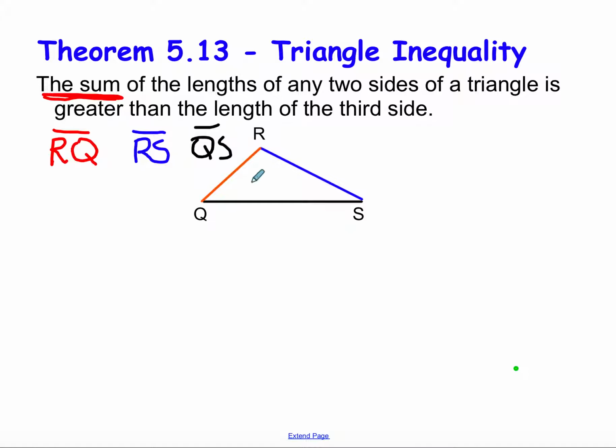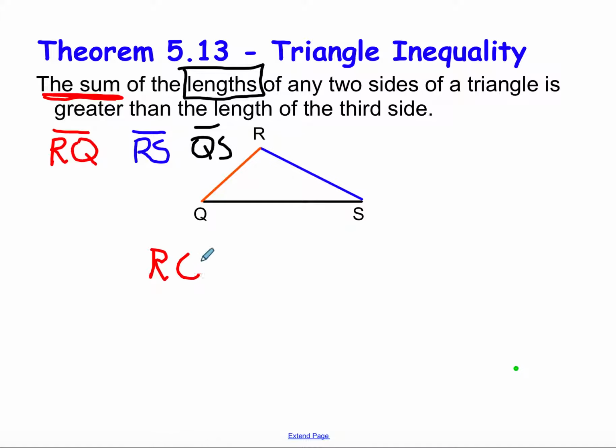Okay, and when I write these down, we're going to be talking about lengths. So we write lengths without the segment bar. This means the length of RQ. This means the segment RQ. Okay, right there, that means segment. That means length. So when we're talking about lengths, we're just going to write it this way. So what this theorem is saying is that in order for a triangle to be a triangle, all three of these statements must be true.